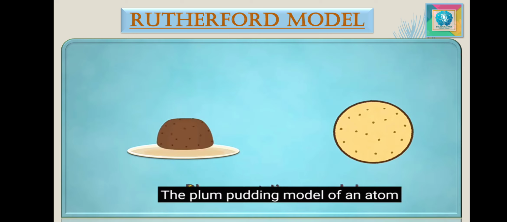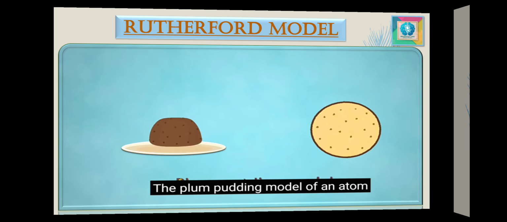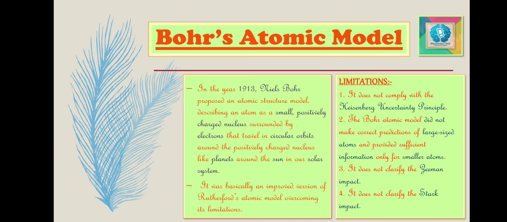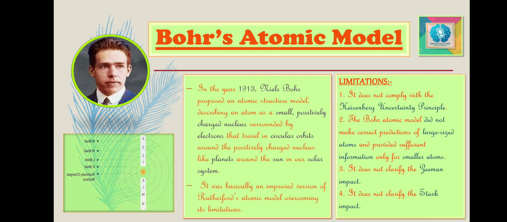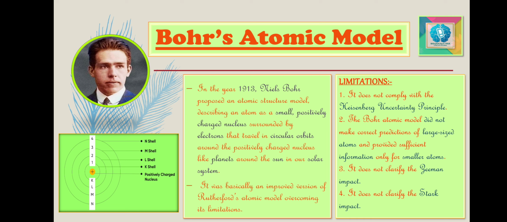Now moving ahead to the next model, which was given by Niels Bohr. According to Niels Bohr, a Danish physicist, in 1913 he explained the causes of the stability of the atom in a different manner. Bohr modified Rutherford's model by introducing electron energy levels.